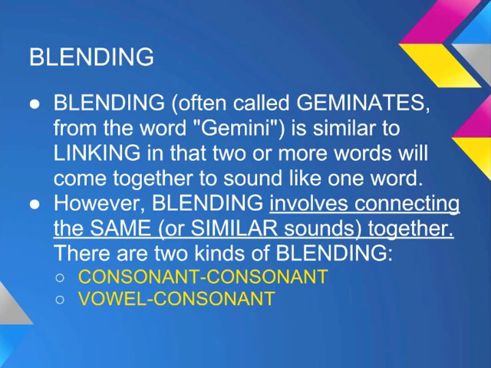Blending, often called geminates from the word Gemini, is similar to linking in that two or more words will come together to sound like one word. However, blending involves connecting the same or similar sounds together. There are two kinds of blending: consonant-consonant and vowel-consonant.